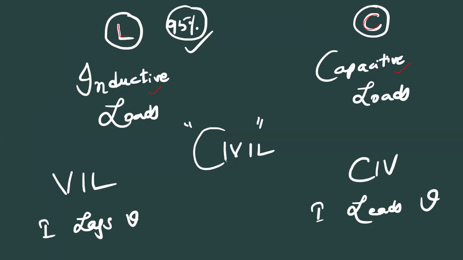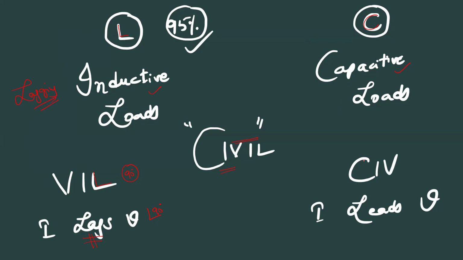CIVIL. Just observe the first three letters, CIV, and the last three letters, VIL. Consider VIL; L stands for inductor. In a pure inductor, voltage leads current by an angle of 90 degrees, or else we can write it like this: current lags voltage by an angle of 90 degrees. That's why all inductive loads are lagging loads. Remember that line? All the inductive loads are which type of loads? Lagging loads.